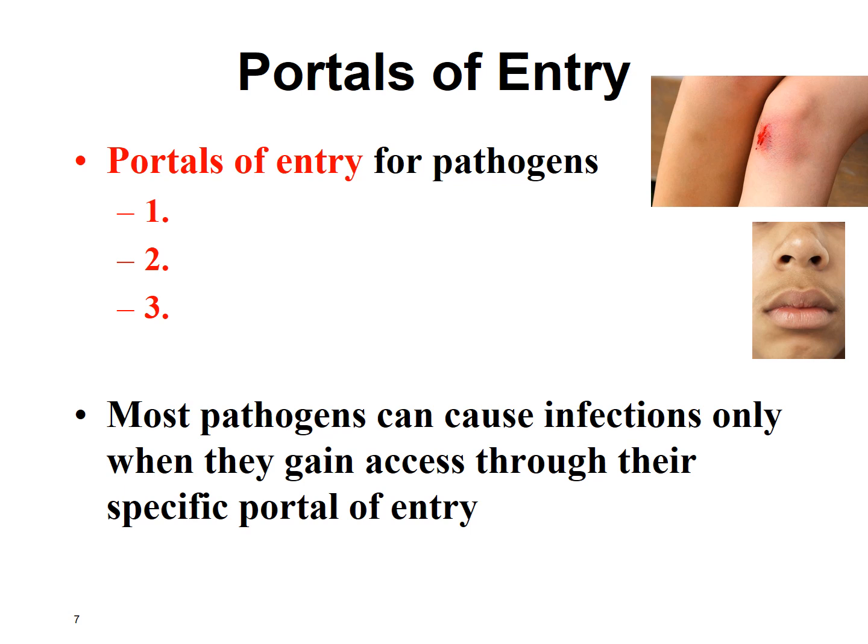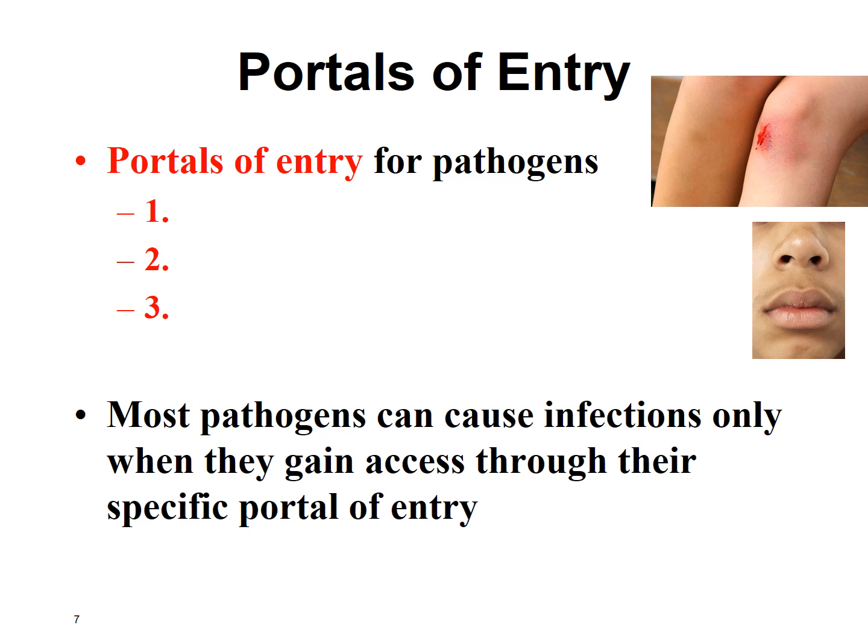There are three different portals of entry for pathogens. So the first one is they could get in through the skin. Second, they could enter through mucous membranes. And the third route is they can enter through what's called the parenteral route. And that's spelled Parenteral. So parenteral just means that it's somehow been injected underneath the skin.